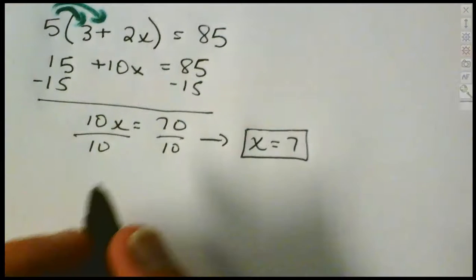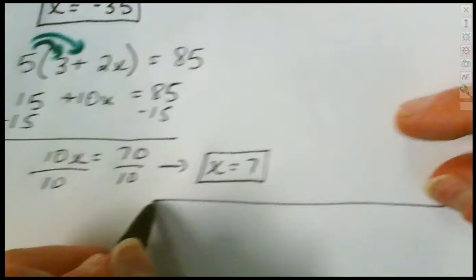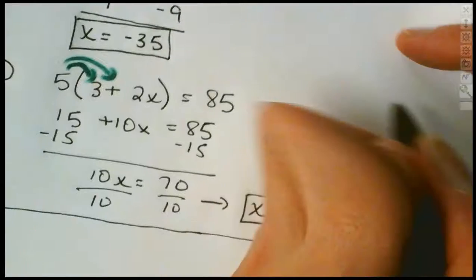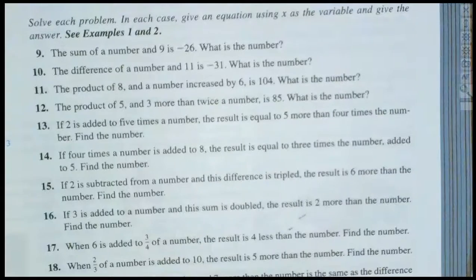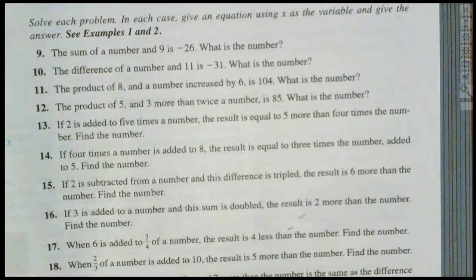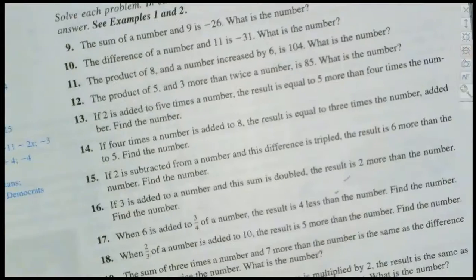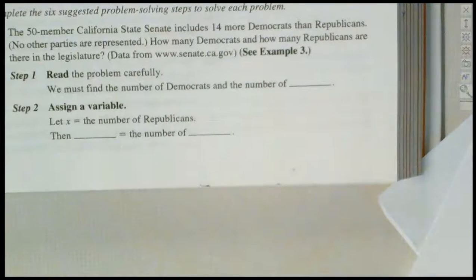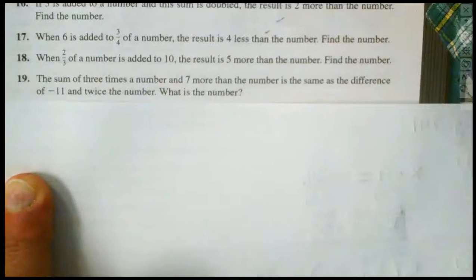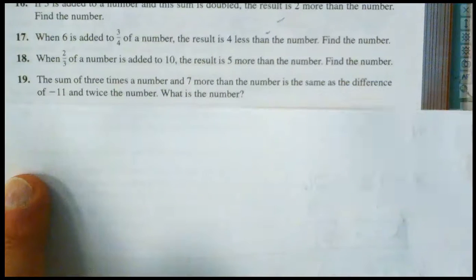Let's try another one. That was 12. Let's go to one that's a little bit more difficult. How about we look at 19? So move it up so we can see it on the screen. We're going to be looking here at question 19. Oops. Now we can see. Okay, so we're looking at question 19.